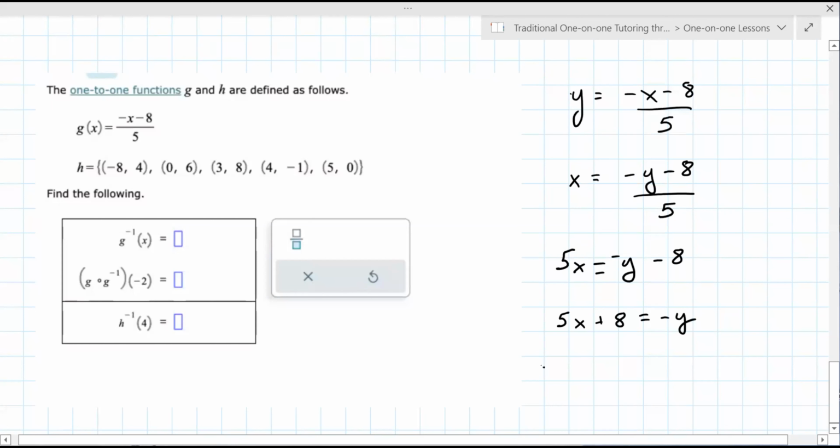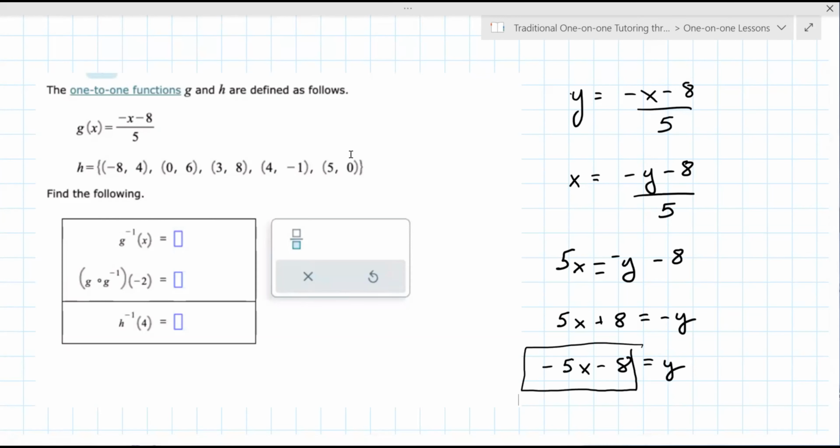You have an answer for this one? For the first one, I got 5, assuming x is like 0. You're talking about for g inverse? For the g inverse, yeah. Okay, so that's a function. Right. You got that equation, you got minus 5x minus 8. You do have to work it out just to figure that out. So you do use that in the next one here.